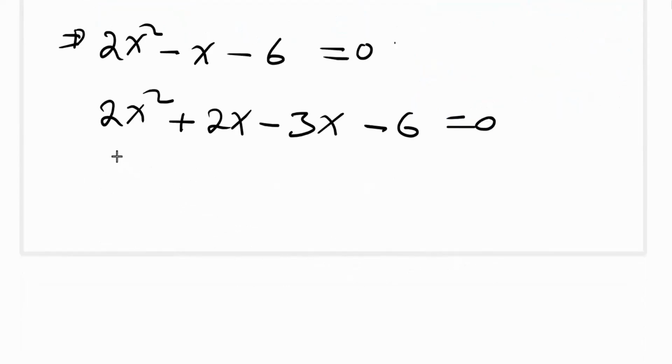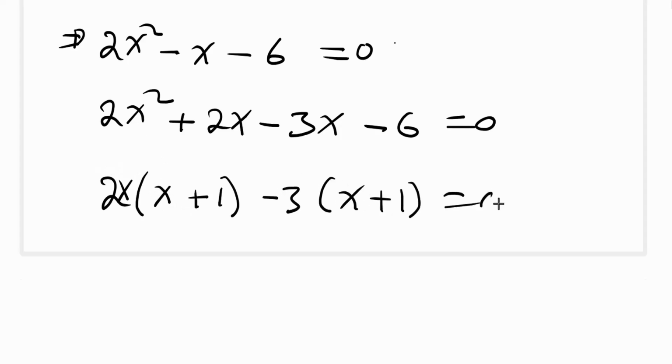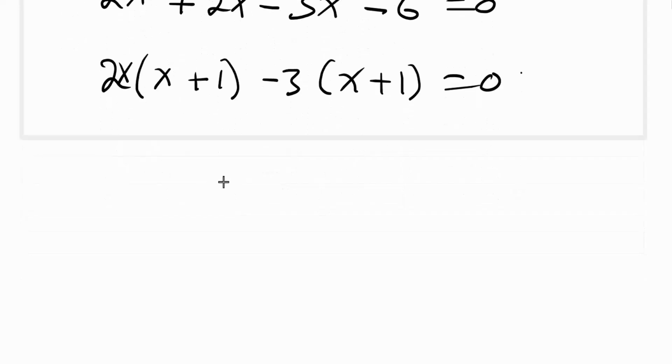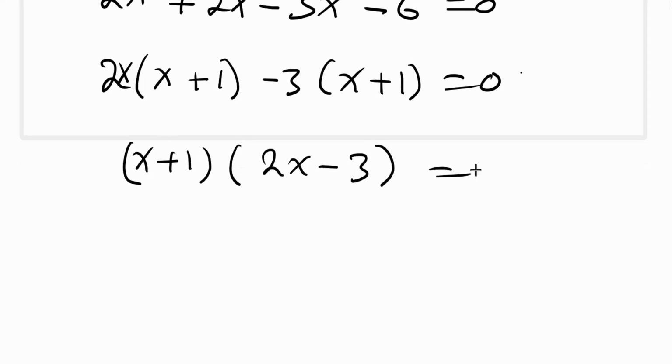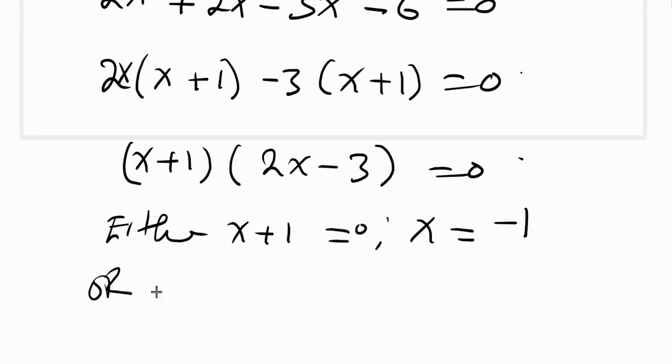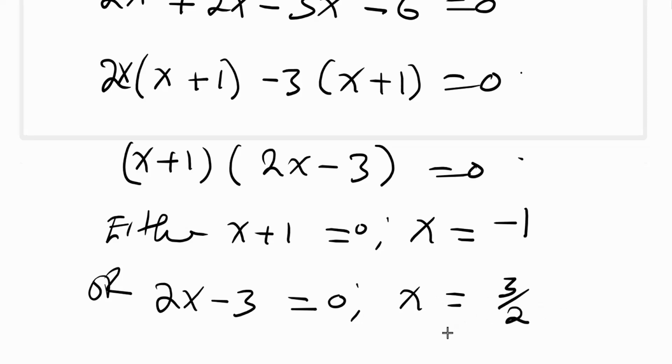From here, the next step, I have to factorize. So 2x is common, I pull it out. I remain with x, then plus 1. Then the common here is negative 3, into x plus 1 equals 0. So what is common here is what is in the bracket, which is x plus 1, then into 2x minus 3 equals 0. So in here I can say that either x plus 1 equals 0, implying that x equals negative 1, or 2x minus 3 equals 0, implying that x is going to be 3 divided by 2, which is the same as 1.5.